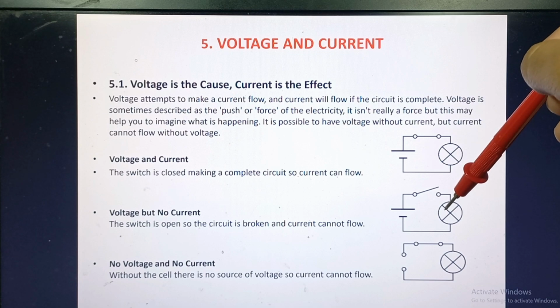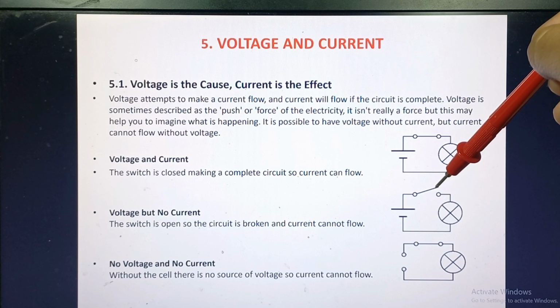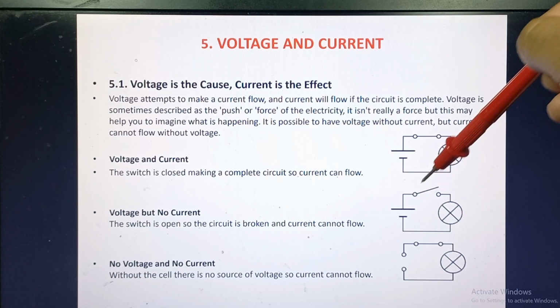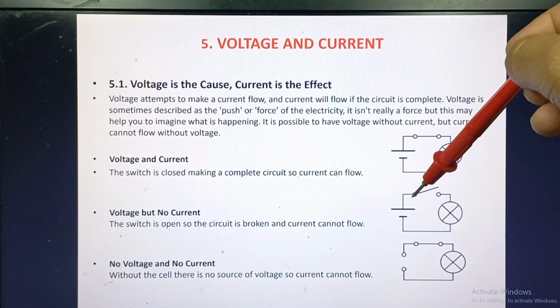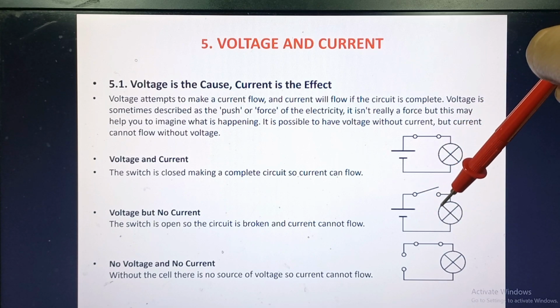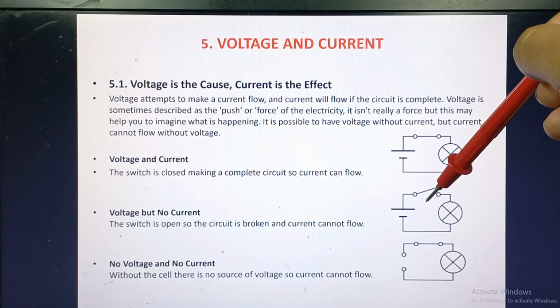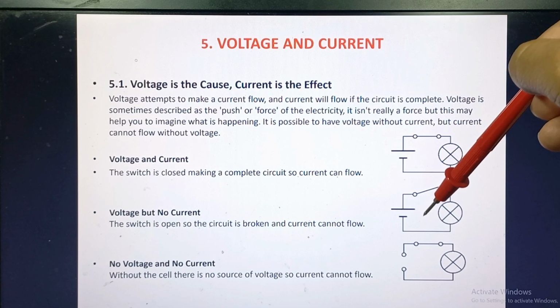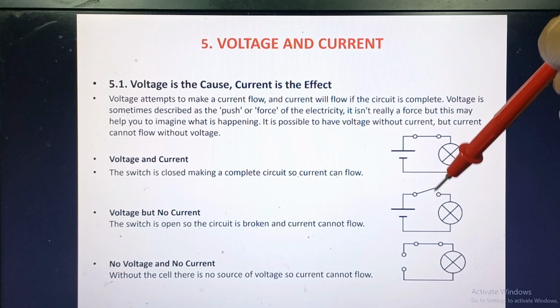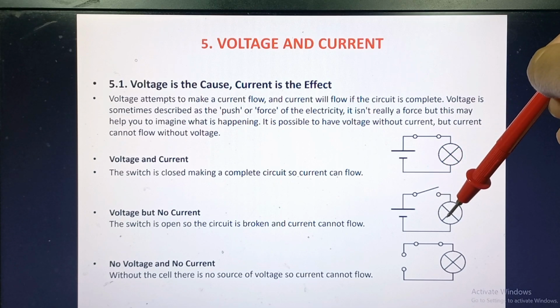Here in this circuit, you can see the switch is open. There is a voltage source, but since the switch is open, the circuit is open. No load current is flowing through this circuit. So you can say voltage is present, but there is no current. The switch is open, so the circuit is broken and current cannot flow.